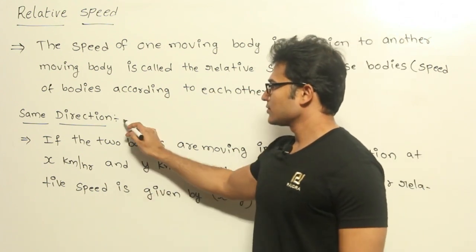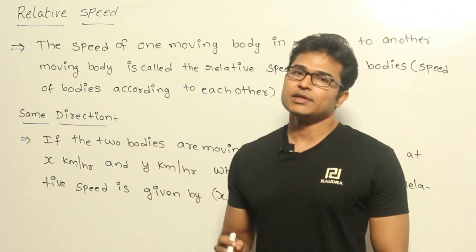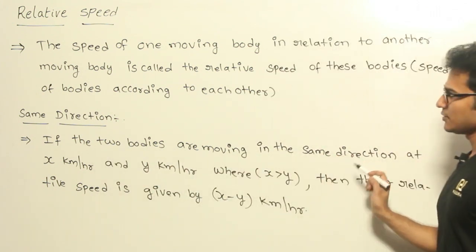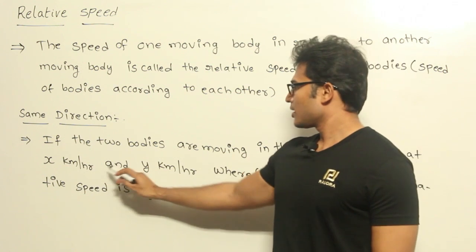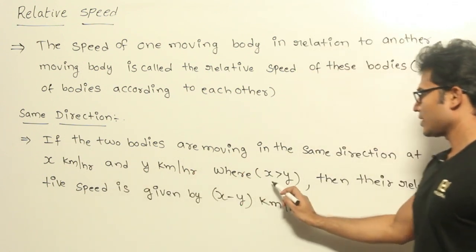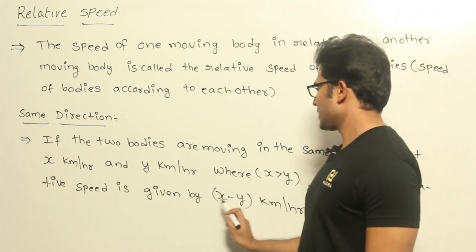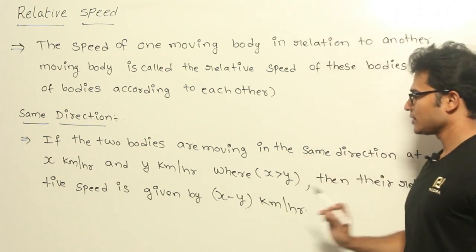Now let's see the case where both the bodies are moving in the same direction. If the two bodies are moving in the same direction at x kilometers per hour and y kilometers per hour, where x is greater than y, then their relative speed is given by x minus y kilometers per hour.